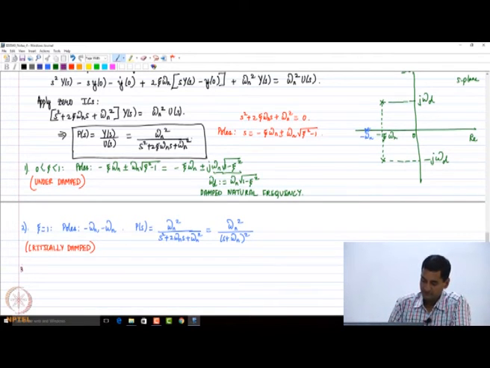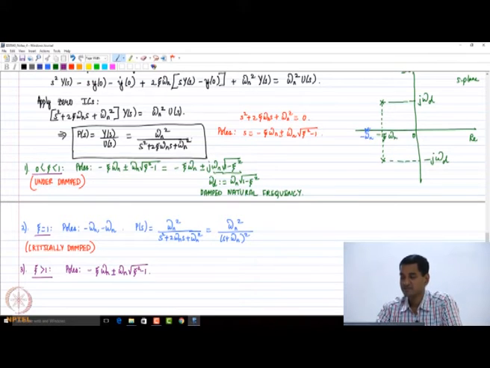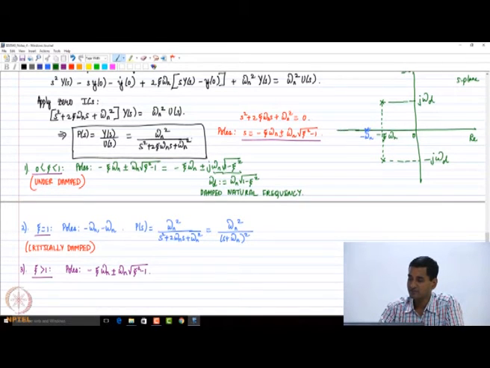Now the third case is when zeta is greater than 1. When zeta is greater than 1, obviously the poles are going to be at minus zeta omega n plus or minus omega n times square root of zeta squared minus 1, the same as what we calculated here. Because when zeta is greater than 1, zeta squared minus 1 is anyway positive, we are going to have two real poles. So if we want to plot these two poles qualitatively, what happens is the following. One pole is going to be here and another pole is going to be closer to the imaginary axis.